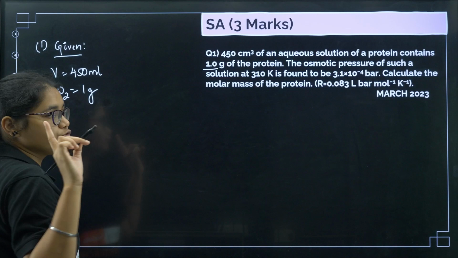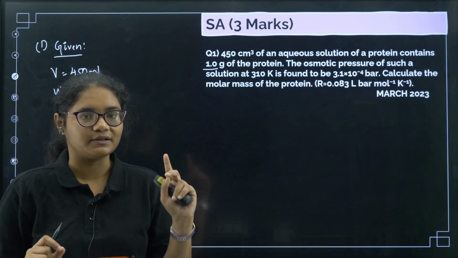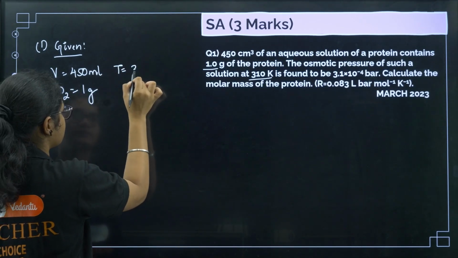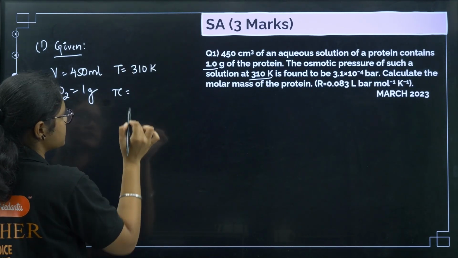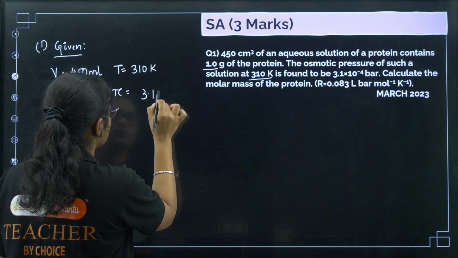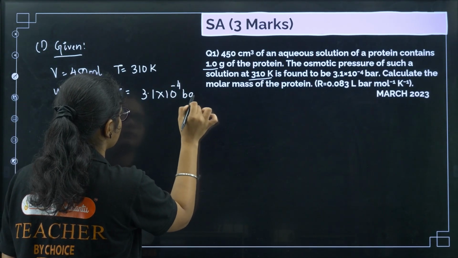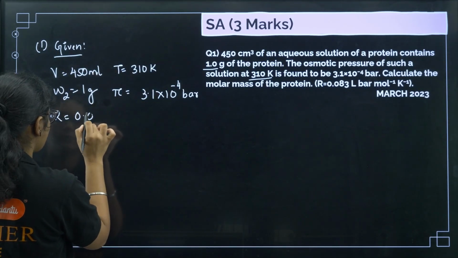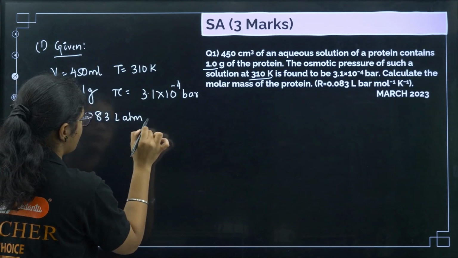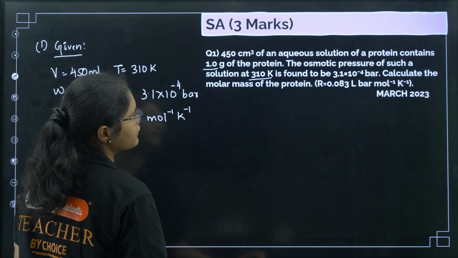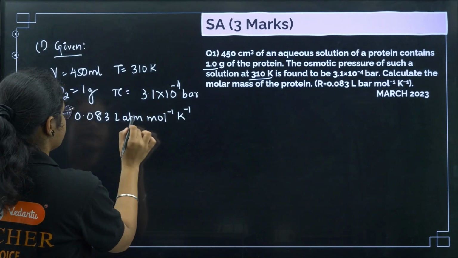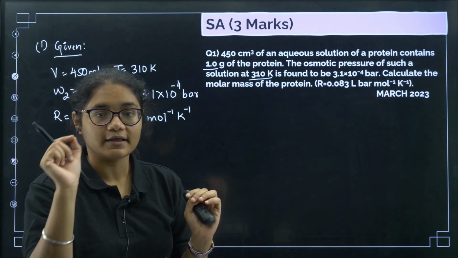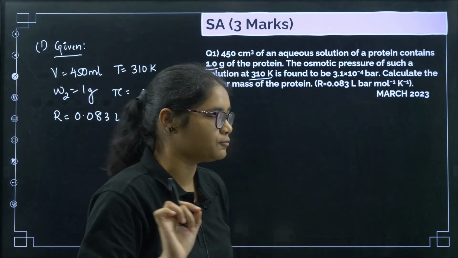W2 is 1 gram. Here you should remember 2 represents solute and 1 represents solvent. The osmotic pressure at 310 Kelvin. So temperature given is 310 Kelvin and osmotic pressure given is 3.1 into 10 to the power of minus 4 bar. Okay, and calculate the molar mass. R value is given to you, 0.083 liter bar mole inverse Kelvin inverse. Okay, so step 1 is over, that is writing the given values. Now what is step 2? To write the formula that is required here.